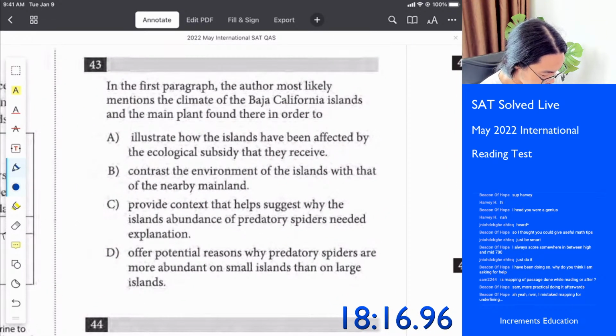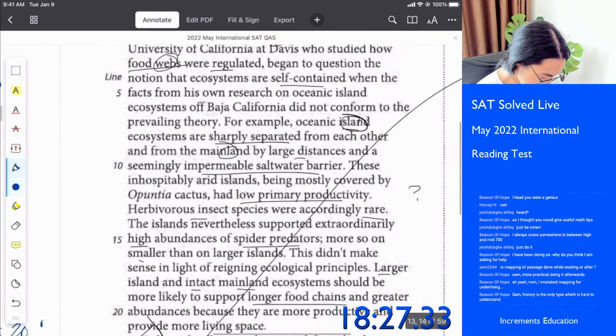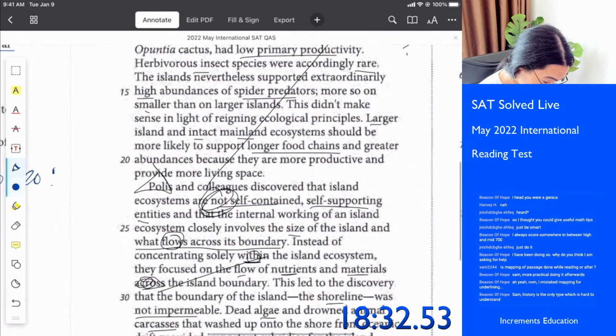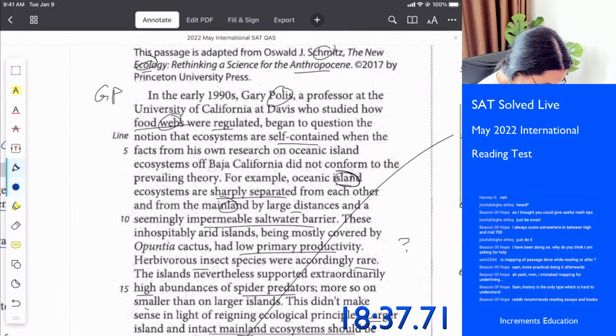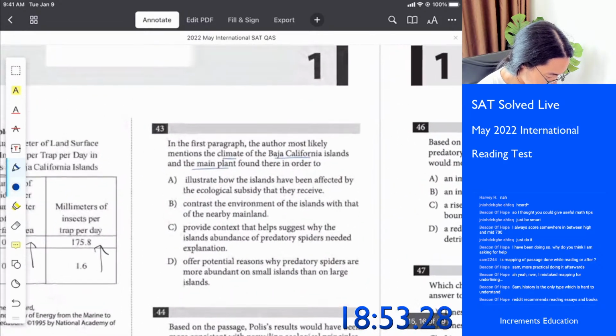In the first paragraph, it mentions the climate of the Baja California Islands and the main plant there. I don't remember this actually. My map is pretty garbage. Where's the climate? Where's the climate? Oh, arid. Oh, arid and cacti, not a lot of vegetation. I see.